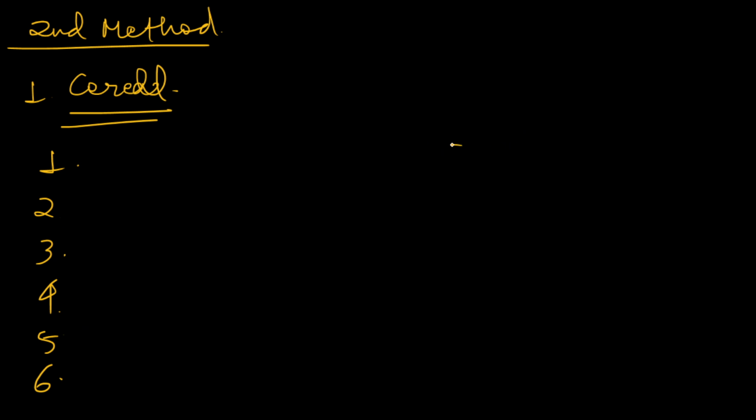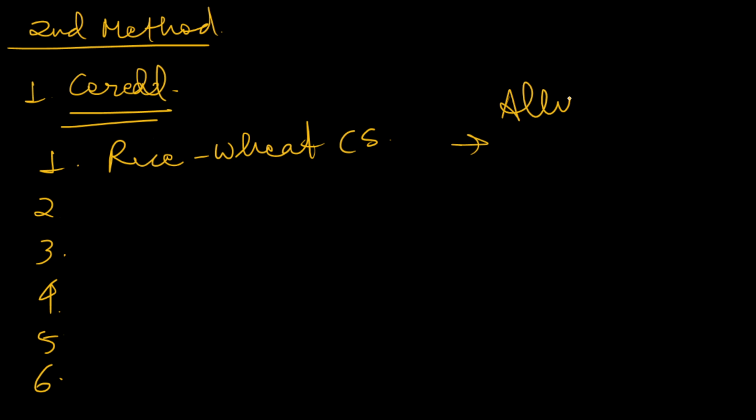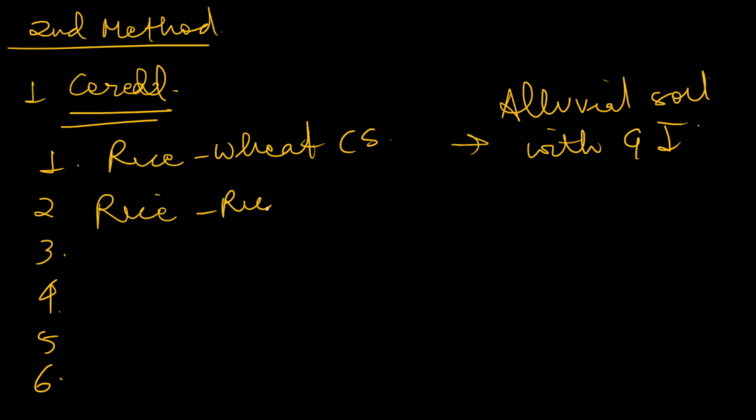And after listing, you will give the need, that is the soil and irrigation need. For example, in cereal based, if you write here rice wheat cropping system, you can mention it is good in alluvial soils with good irrigation. Simply we can mention here rice. Rice could be good in alluvial soil, in coastal soils, in coastal alluvial soils with good irrigation and all the things, good rainfall.